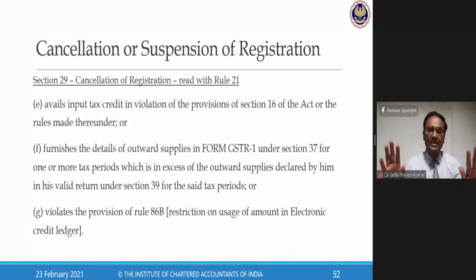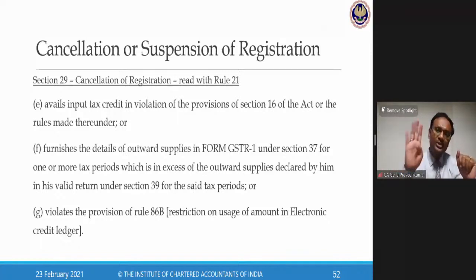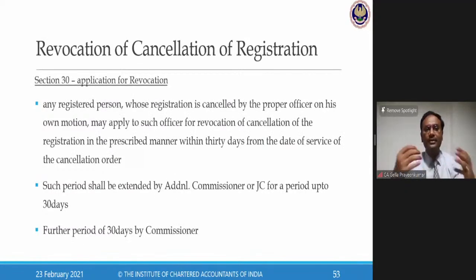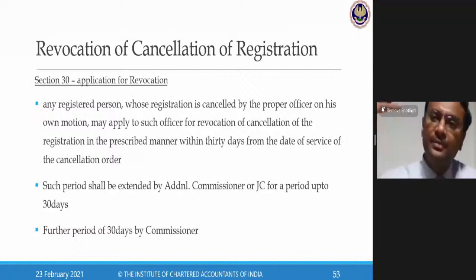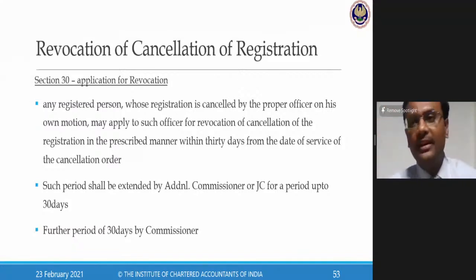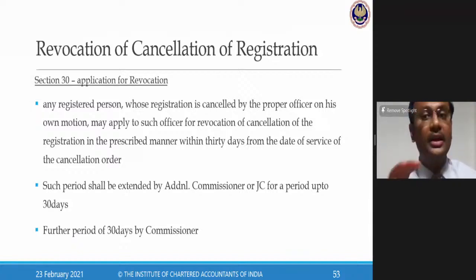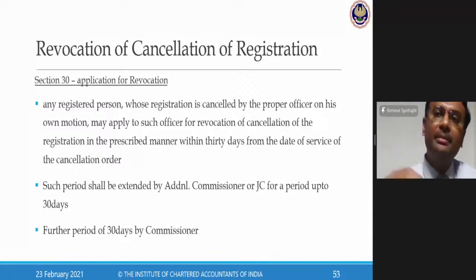From examination point of view, they may ask a theory question for 4 marks: explain the reasons, explain the causes for cancellation of registration. Now, having understood this cancellation, there is a concept called revocation. That means, sir, my officer has called for cancellation. Why? I have not filed my returns continuously for a period of 6 months. Now, I don't want to get into cancellation.